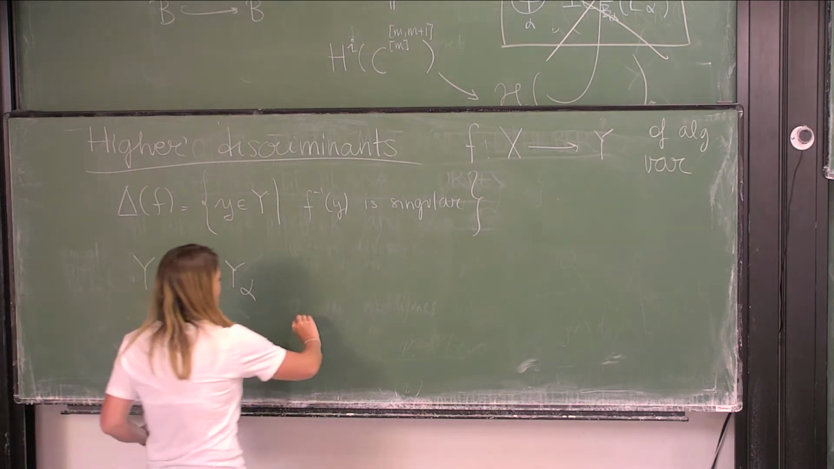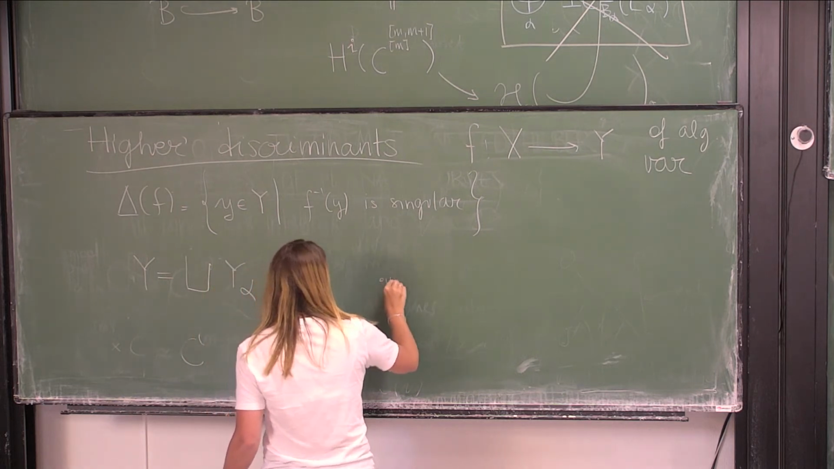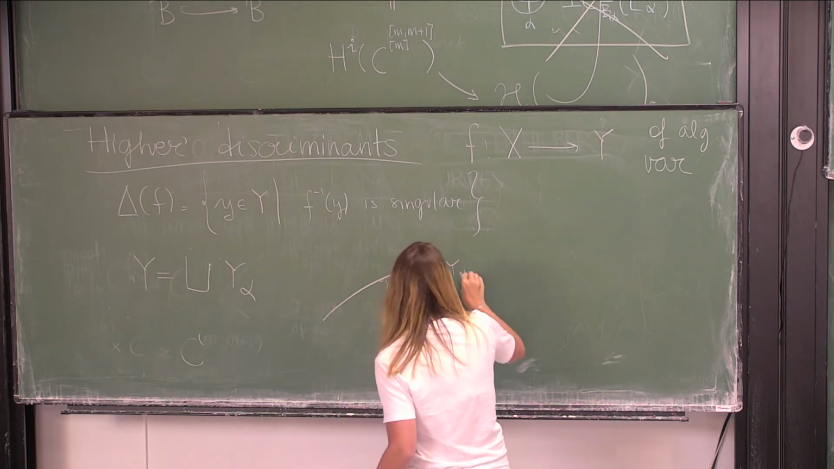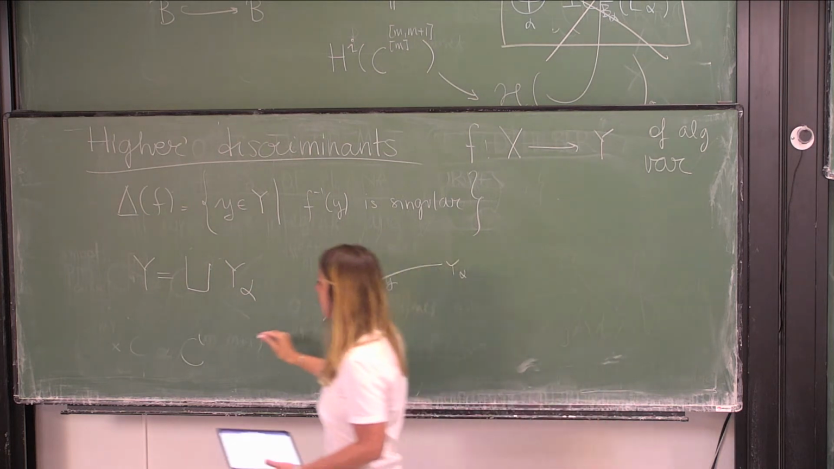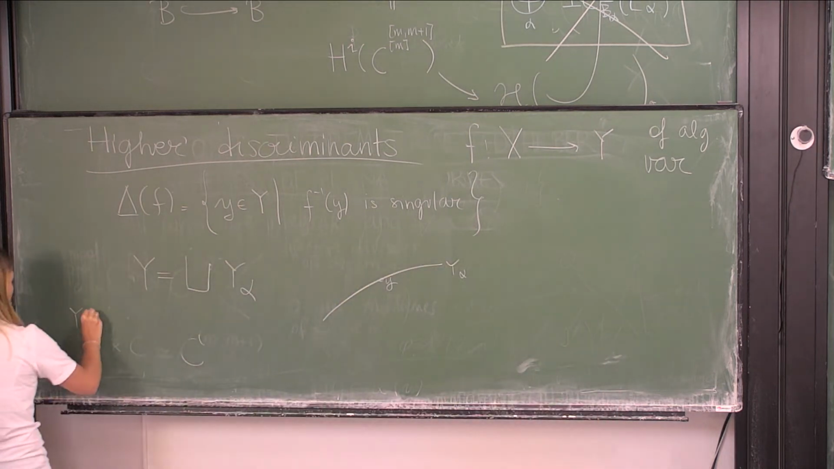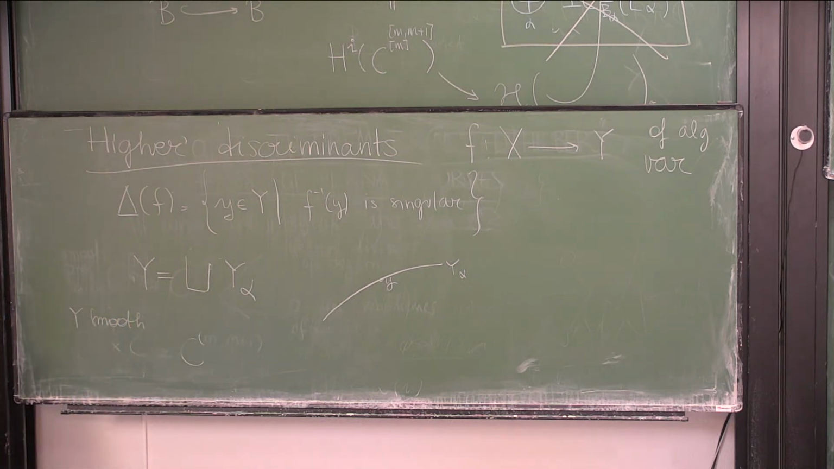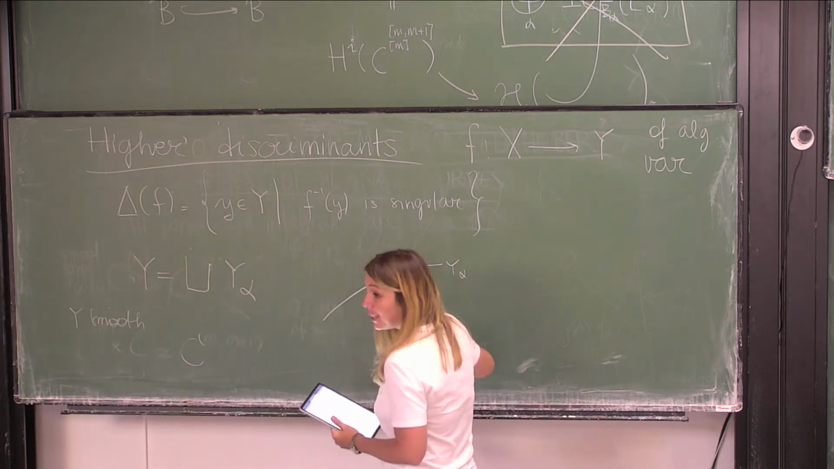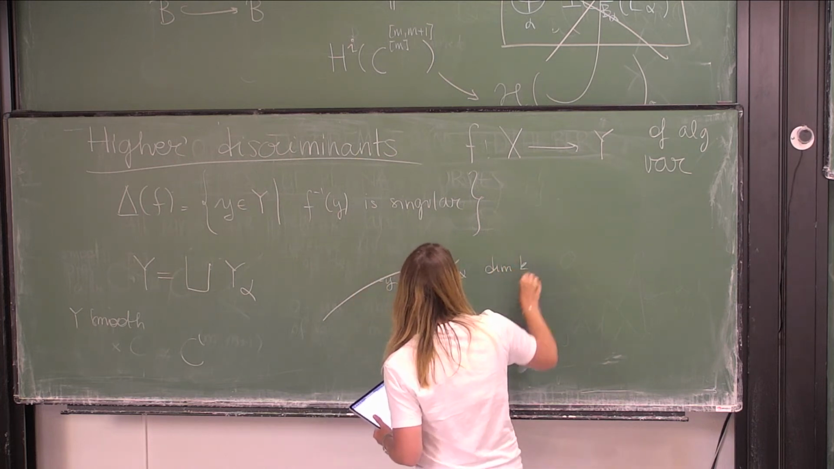Okay, so if I'm in this hypothesis and I take a point y, in Y there will be a unique stratum y alpha containing my point. If Y is smooth, which will always be the case in the families that we are considering today, then let's say that y alpha has dimension k.